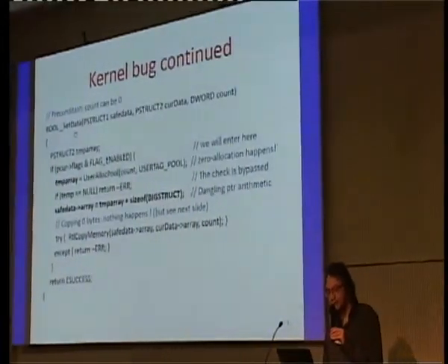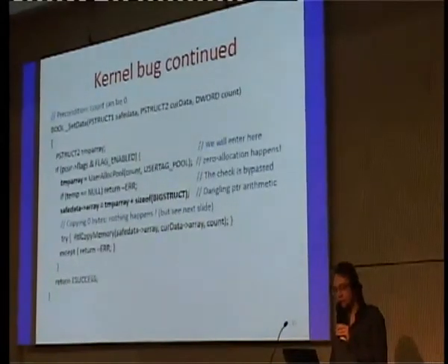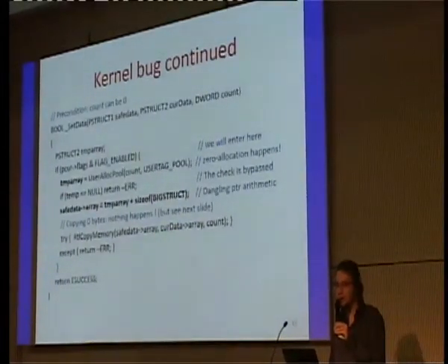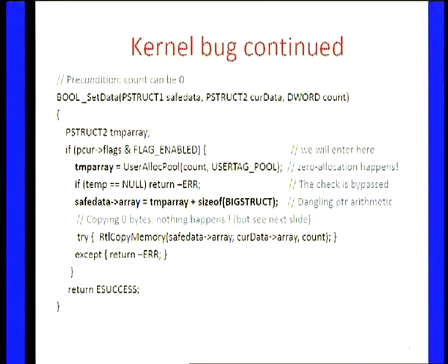In the case where count is 0, you have this call to user alloc pool. User alloc pool is going to call the same function I mentioned earlier, so whenever you do a user alloc pool of 0, it doesn't return null either. If you do if temp equal null return R, it's not going to check any kind of zero size problem. So once you do this, you have the TMP array that is allocated with 0 bytes. We've seen previously that it was in fact allocated with 16 bytes. And we do dangling pointer arithmetic.